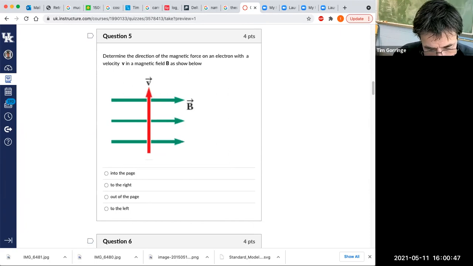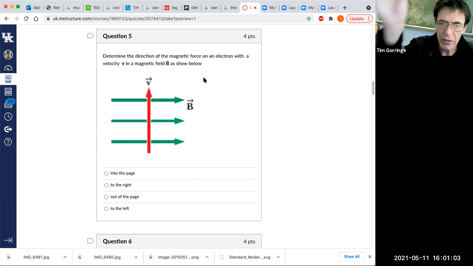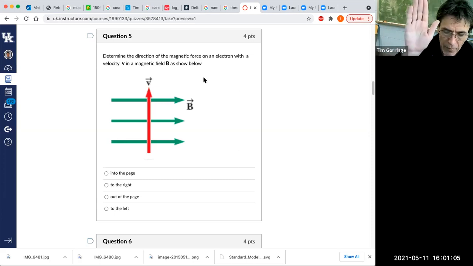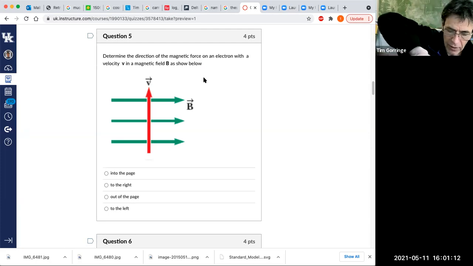Okay, question number 5. Determine the direction of the magnetic force on an electron with a velocity v in a magnetic field B as shown below. So this is a right-hand rule problem. And I always have problems showing this on video, but I'm going to take my right hand and point it up the page because that's the direction of the electron. Then I'm going to curl my fingers in the direction of the B field. That's towards the right. My thumb is pointing into the page.